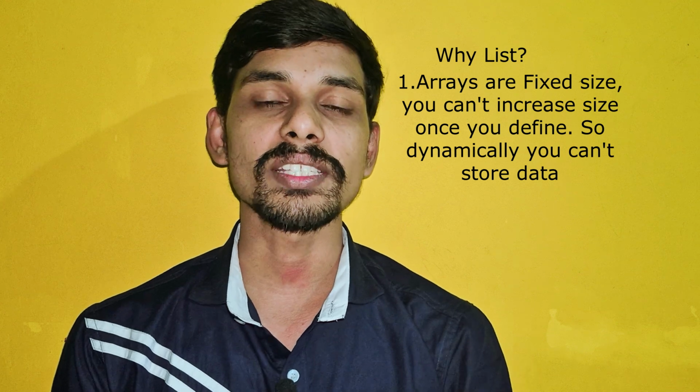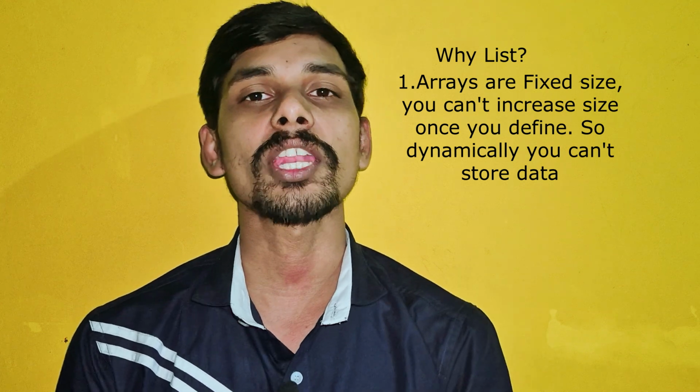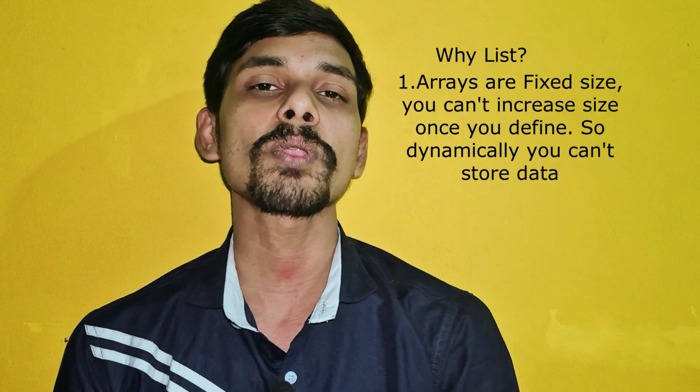Arrays are one example of a data structure. Similarly, we have 5 main data structures in Java: list, set, map, queue and stack. Already we have arrays. Why do we need a list again? Arrays are of fixed size. Once you define an array, you cannot extend its size. That is the problem with arrays.